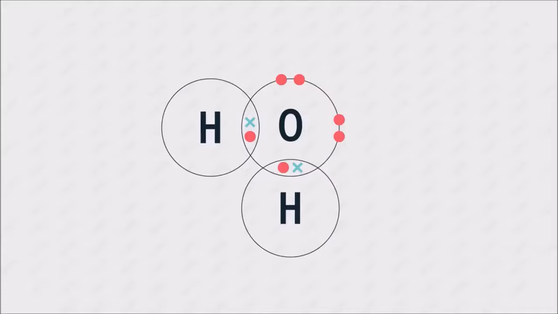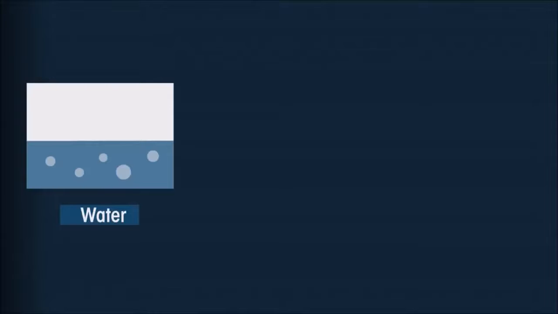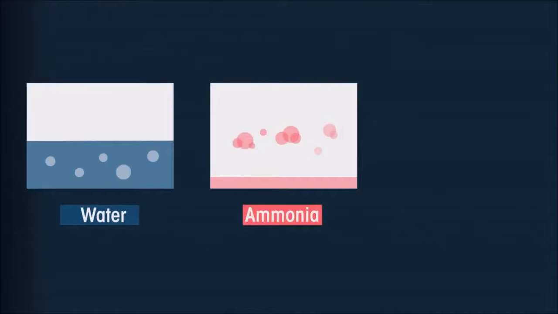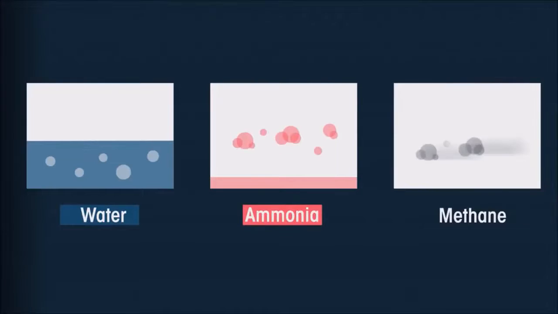Oxygen has 2 lone pairs. Negatively charged lone pairs are slightly attracted to the hydrogen atoms, so there is a weak attraction between molecules. Forces between molecules are a little stronger in water than in ammonia or methane. Water is liquid at room temperature and pressure, whilst ammonia is a gas that is easily liquefied, and methane is a gas.